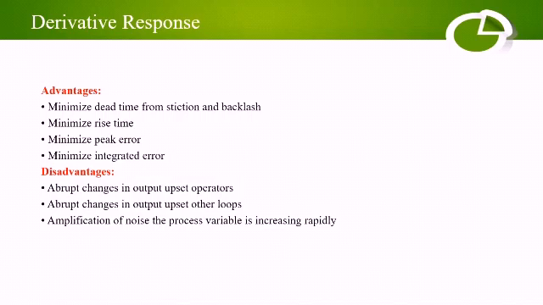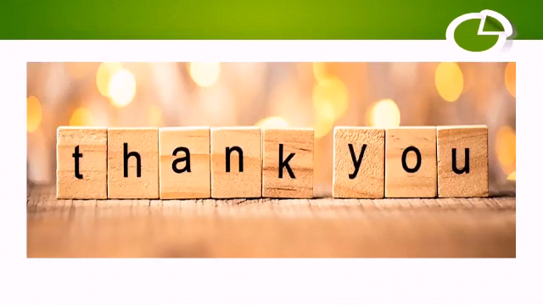Next, derivative response. The derivative component causes the output to decrease if the process variable is increasing rapidly. The advantages are that it minimizes deadband from stiction and backlash, minimizes rise time, peak error, and also integrated error. Disadvantages: abrupt changes in output upset operators and other loops, and amplification of noise.